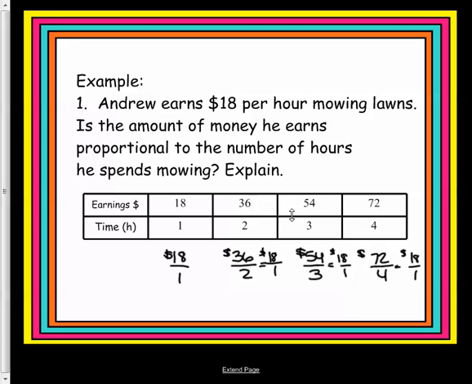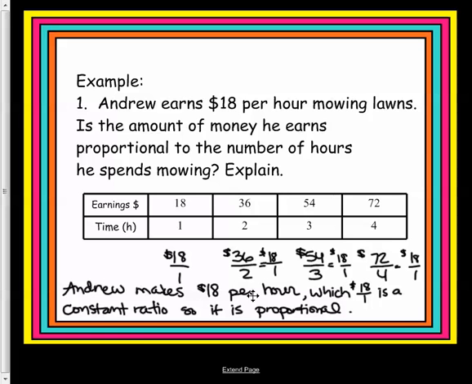So if we divide each of our earnings by our number of hours, we're making $18 an hour. So this is actually a constant ratio. As we can see, it's increasing $18 per hour. So this is a proportional relationship. So let's write that as our conclusion statement. Andrew's going to make $18 per hour, and $18 over 1 is a constant ratio, so it's proportional.